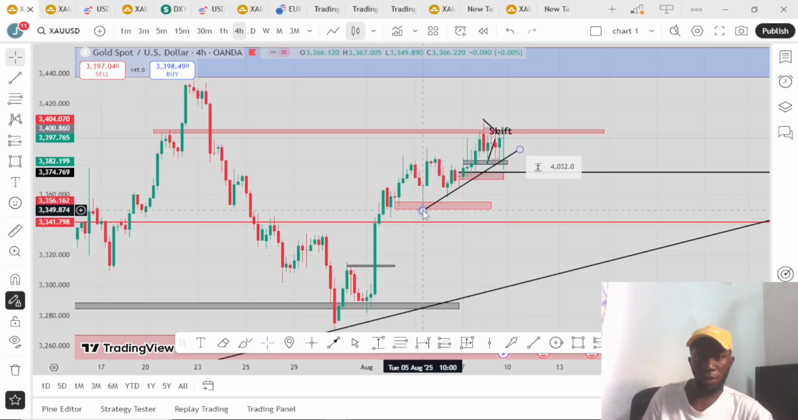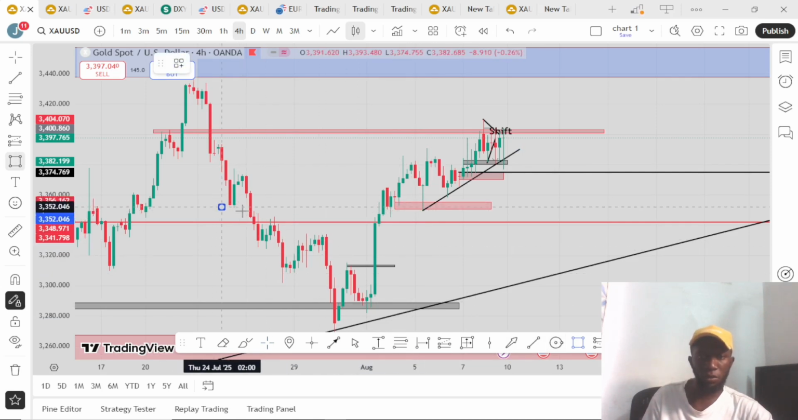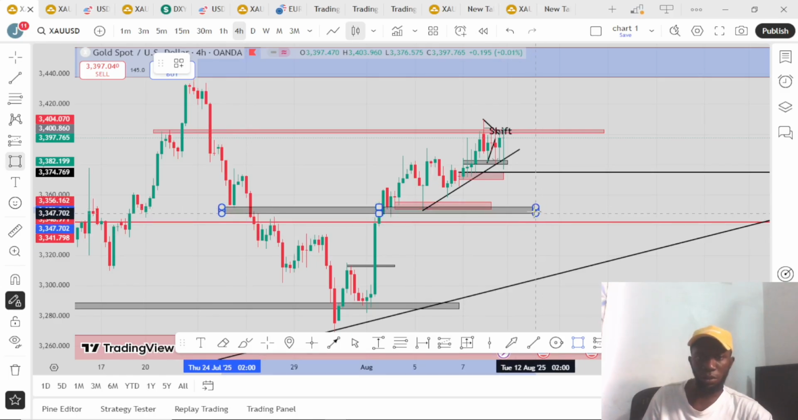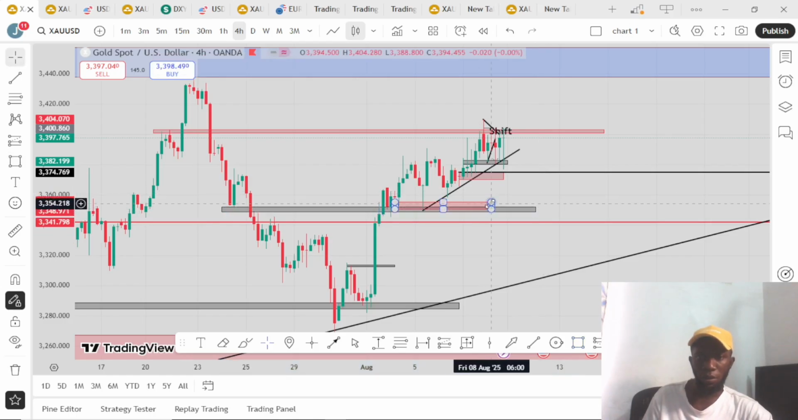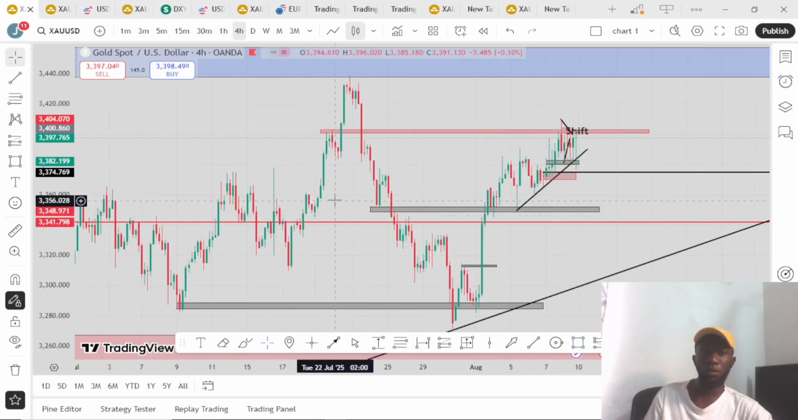zone here. After taking this particular zone here, it retested this particular zone here. So now after retesting this zone, after taking this zone here, we saw that it came and retested this particular zone. This guy here, it came and retested this zone here. Let me get it up. It came and retested this zone.